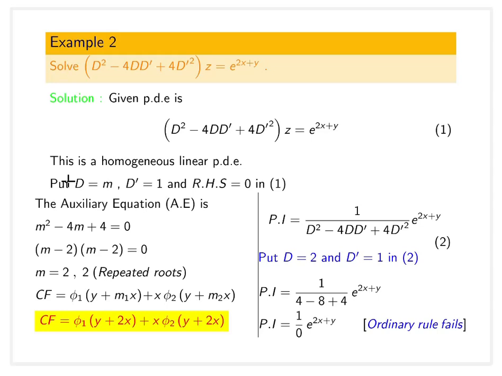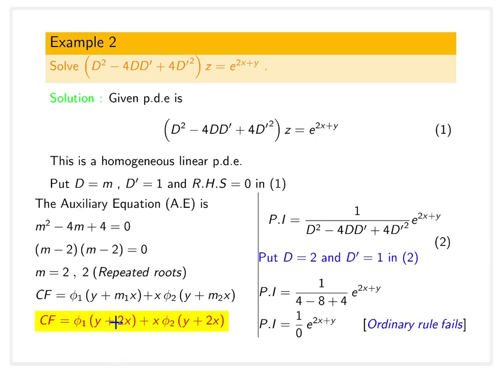Next, example number 2. Solve D square minus 4 D D dash plus 4 D dash square into z is equal to e power 2x plus 3y. So the given partial differential equation is D square minus 4 D D dash plus 4 D dash square on z is equal to e power 2x plus y. So this is a homogeneous linear partial differential equation. So put D is equal to m and D dash is equal to 1 and the RHS is 0. So the auxiliary equation is m square minus 4m plus 4 equal to 0. Therefore the roots are 2 and 2, repeated roots.